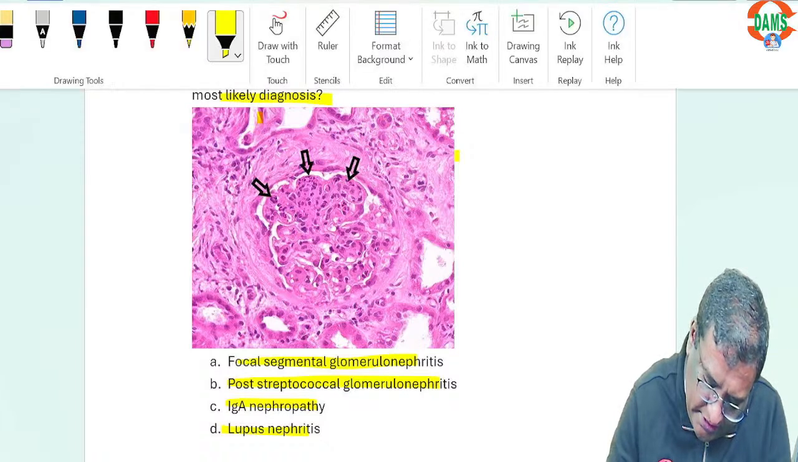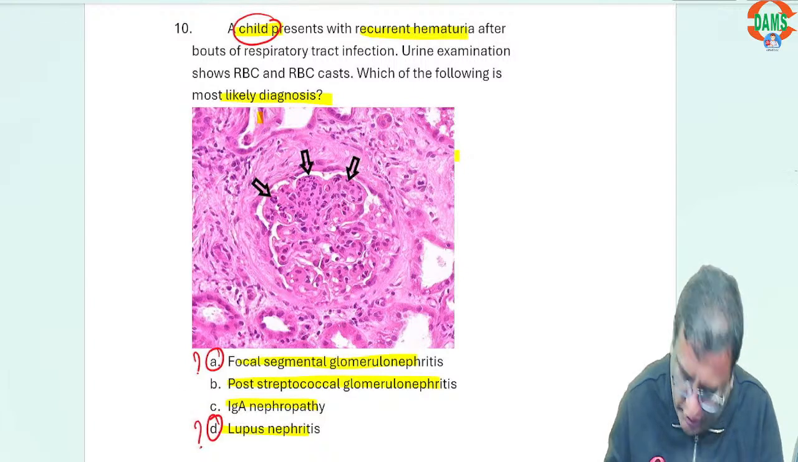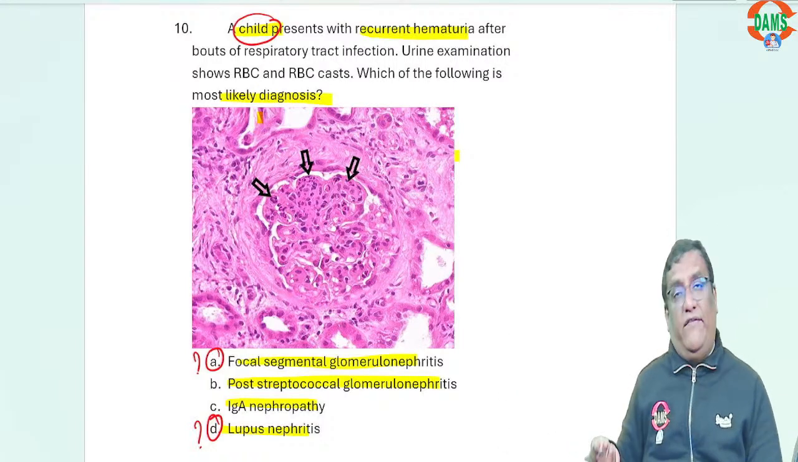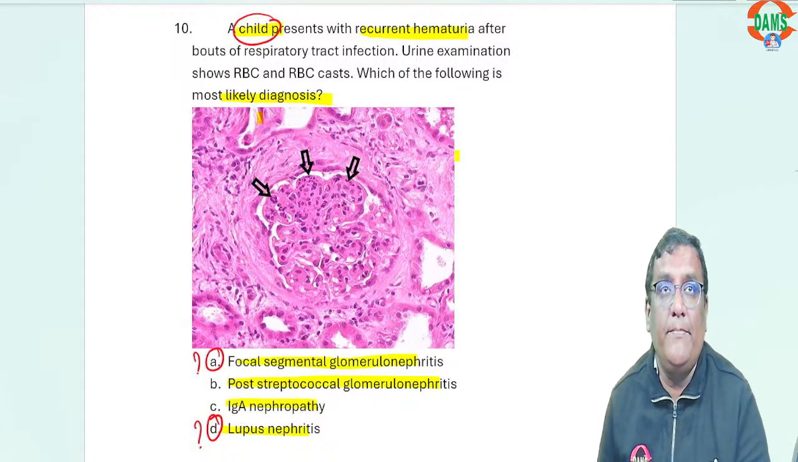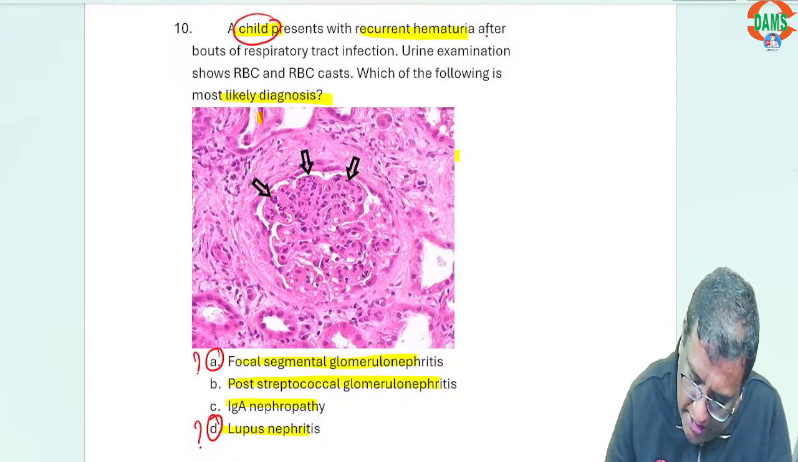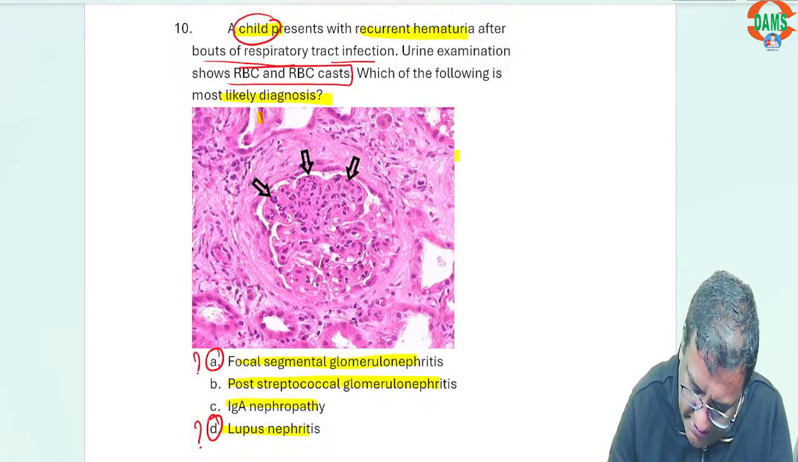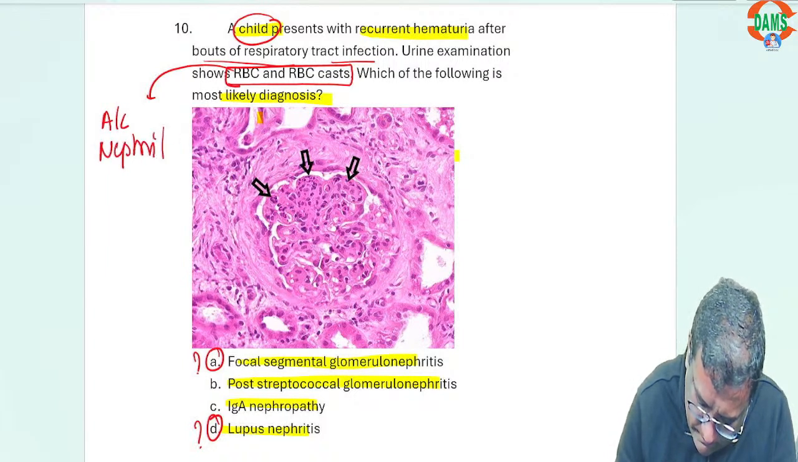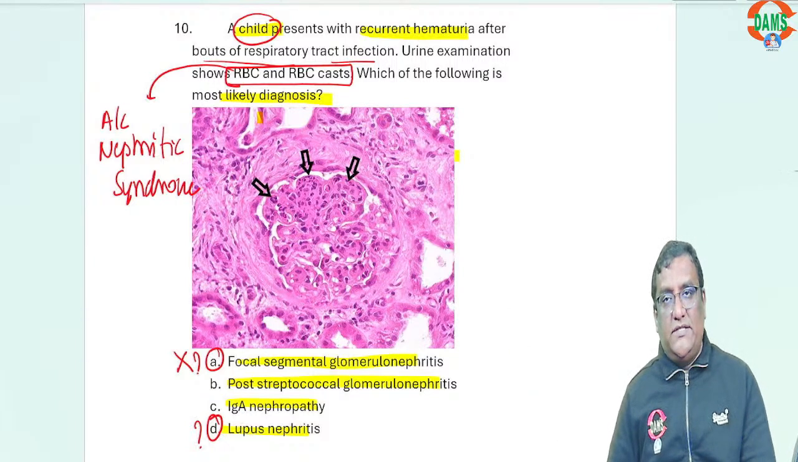The moment they have given me a history of child, it is unlikely to be FSGS, unlikely to be lupus. Why? Both of them occur in adults. Lupus definitely in adults, an autoimmune condition, not in child. FSGS is the most common cause of nephrotic syndrome in adults, isn't it? So unlikely to be these two. Anyway, after bouts of respiratory tract infection, urine examination shows RBC and RBC casts. So this is suggestive of an acute nephritic syndrome. That is why definitely not A. FSGS will present with nephrotic syndrome.